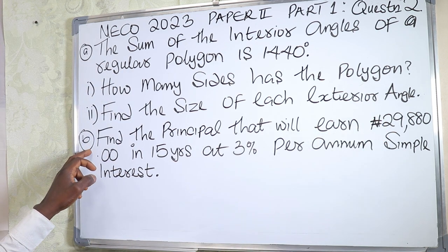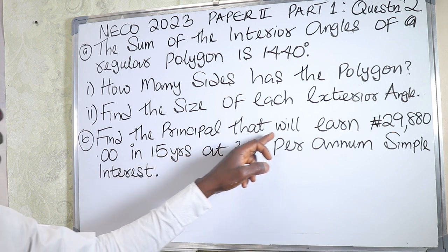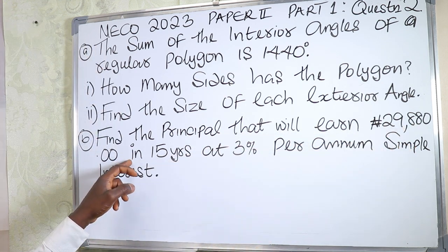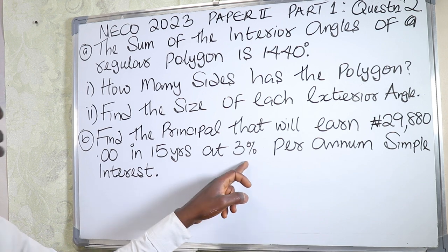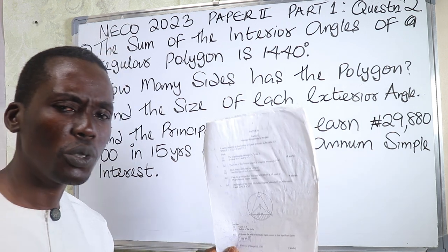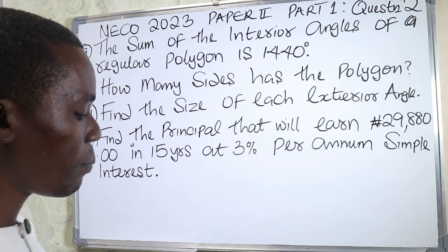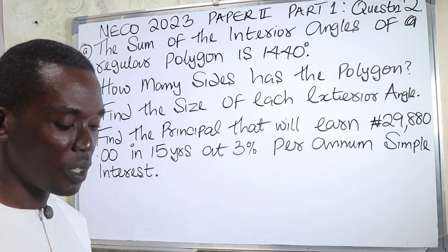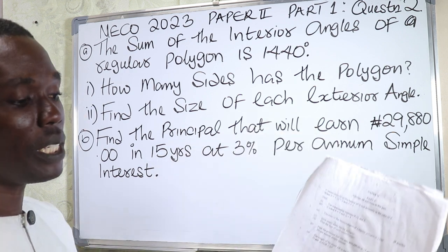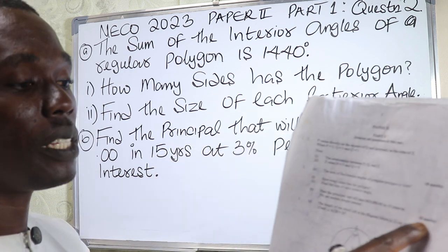Then part B says we should find the principal that will earn 29,880 naira in 15 years at 3% per annum simple interest. Those are the two questions we have for paper question 2, and these two questions are for 8 marks. You can see it is just for 8 marks.